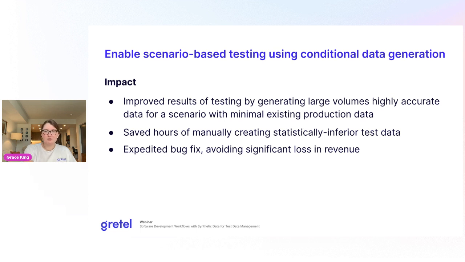Conditional generation allows you to create test data for virtually any test case. Here we talked about its use for bug and error testing, and this strategy is also helpful when testing edge cases, boundary conditions, for new features, and really anywhere where the real-world data is limited.